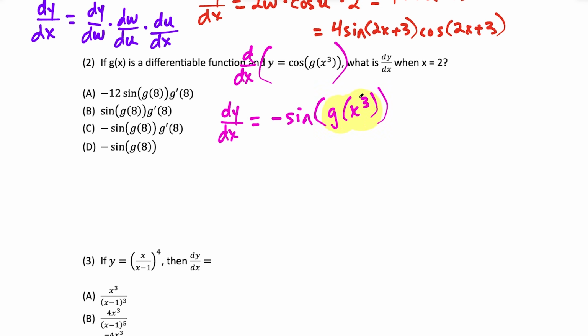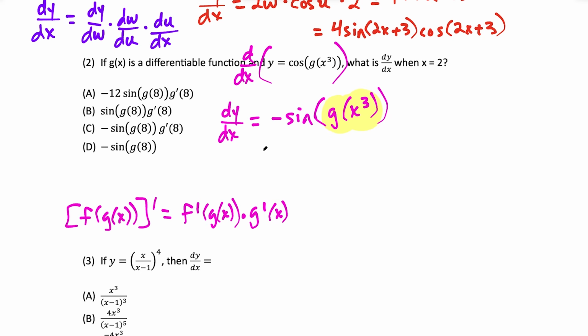But notice that our inside function, we have g of x to the third. So now I'm thinking of the chain rule, but I'm thinking of this representation of the chain rule. When we have f of g of x, prime like this, we're doing f prime of g of x, and we're multiplying that by g prime of x. So now we apply that version of the chain rule here, and we're going to have g prime of x to the third, and then we're multiplying by the derivative of the inside, which is 3x squared. Okay, so that's our derivative dy/dx.